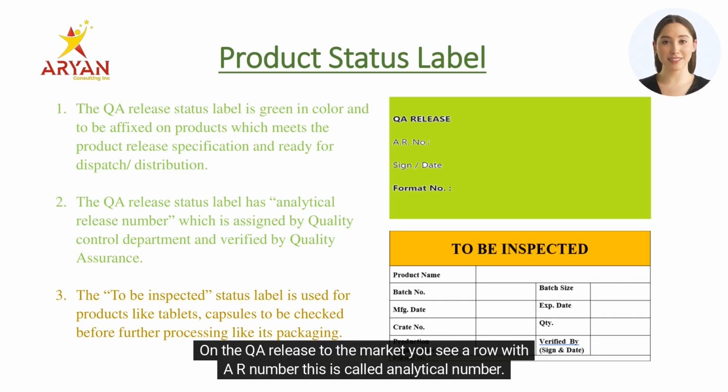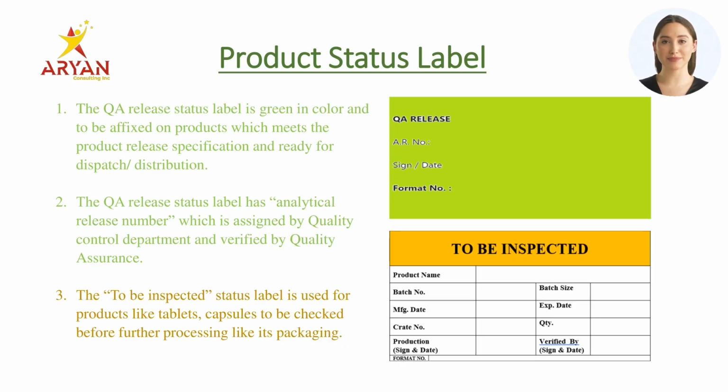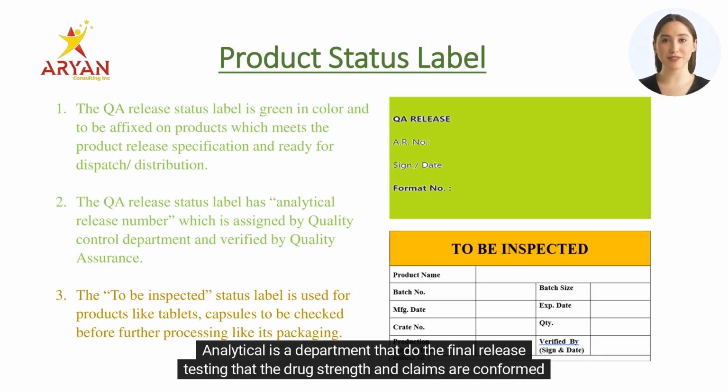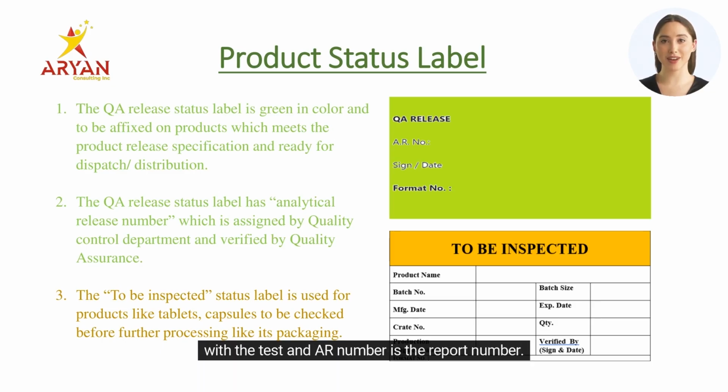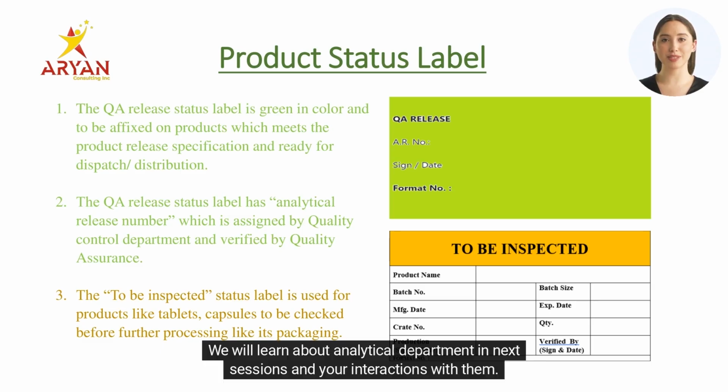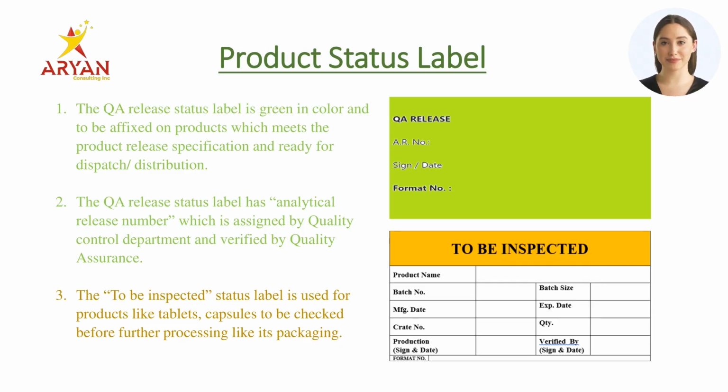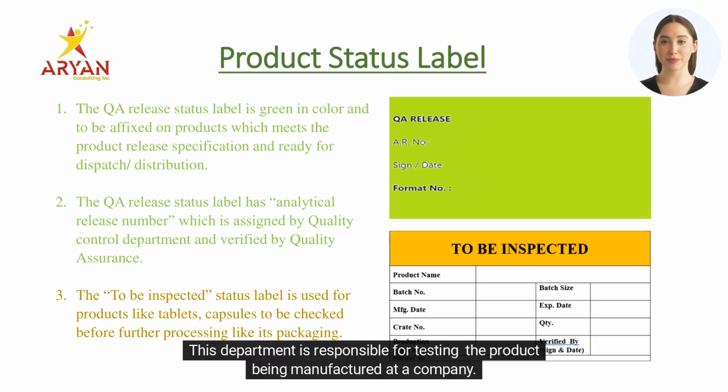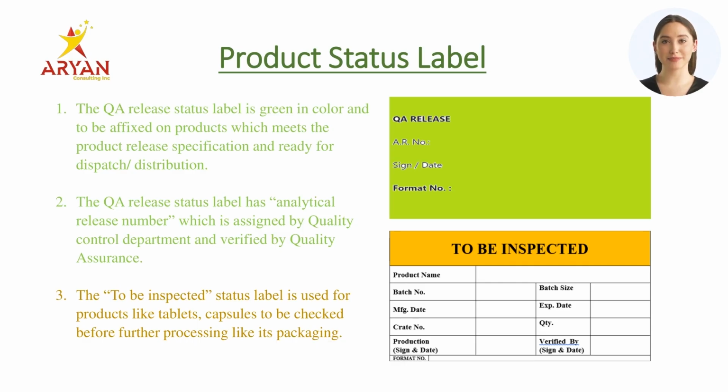On the QA release to the market label, you see a row with an AR number. This is called the analytical number. Analytical is a department that does the final release testing to confirm that the drug strength and claims conform with the test, and the AR number is the report number. We will learn about the analytical department in next sessions and your interactions with them. This department is responsible for testing the product being manufactured at a company.